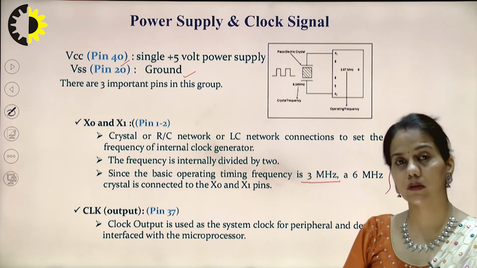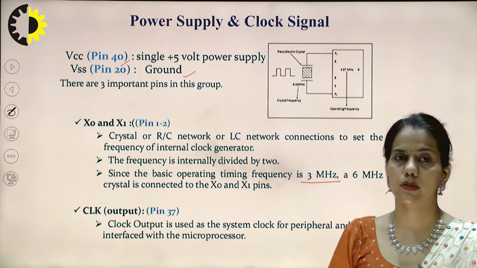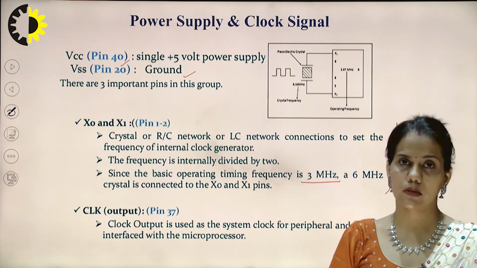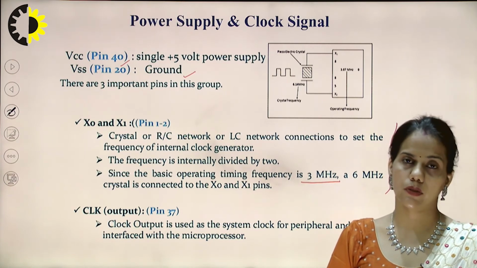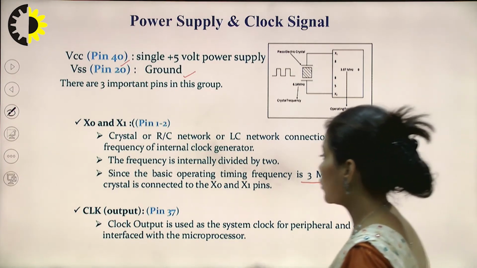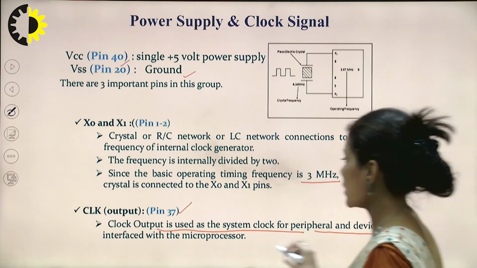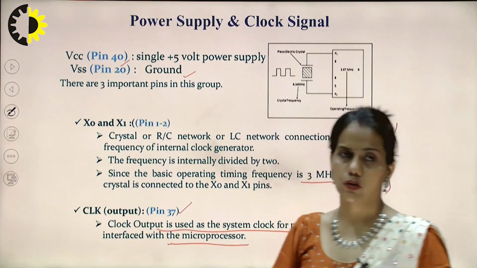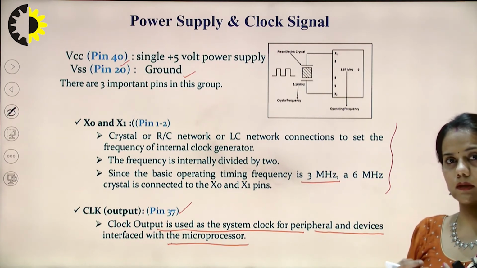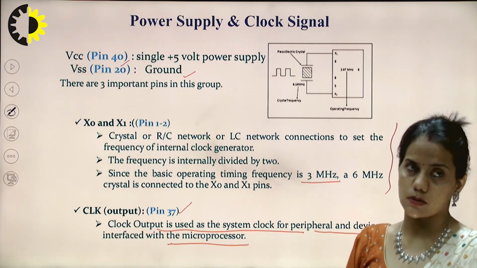The reason for using the crystal oscillator for generating the clock frequency is that the crystal oscillator is a very precise device and it will give the most accurate clock signals. Clock out is used as the system clock for peripheral devices that are interfaced with the microprocessor. So through this pin we can use the clock for other peripheral devices which are connected to the microprocessor.